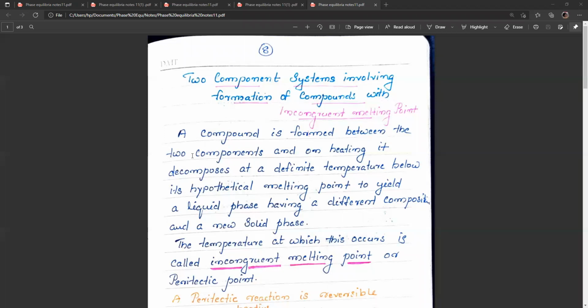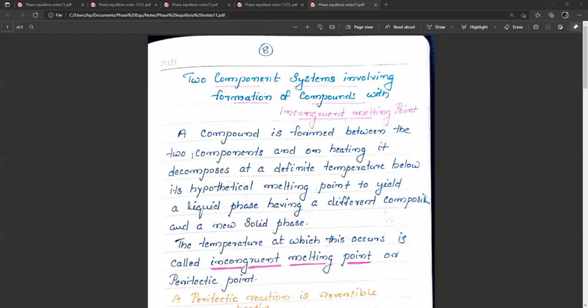What is meant by incongruent melting point? At this sharp temperature, the compound decomposes. This temperature is well below the melting point of that particular compound, and the compound decomposes at this sharp temperature to give a liquid phase having a different composition and a new solid phase.